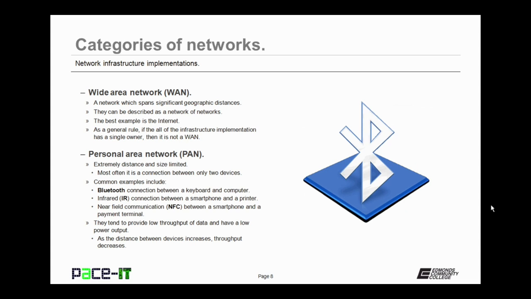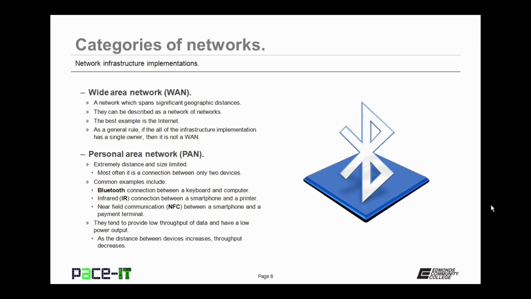But it's really easy to tell a personal area network, a PAN. Why? Because they are extremely distance and size limited. Most often, a PAN is a connection between only two devices. Common examples include a Bluetooth connection between a keyboard and a computer. That's a PAN. Then there are infrared, or IR, connections between a smartphone and a printer. That's a PAN.